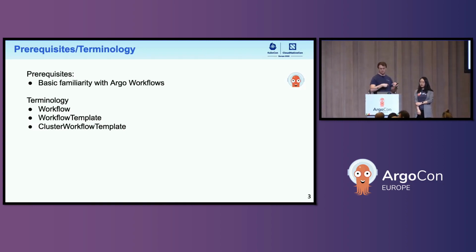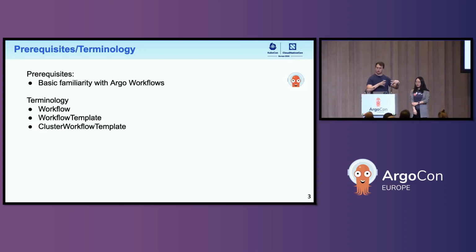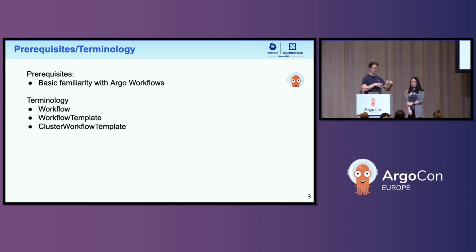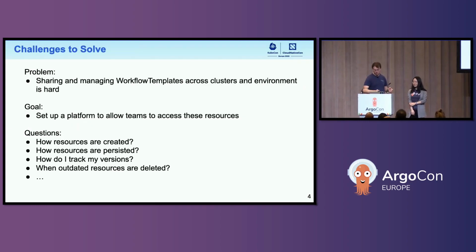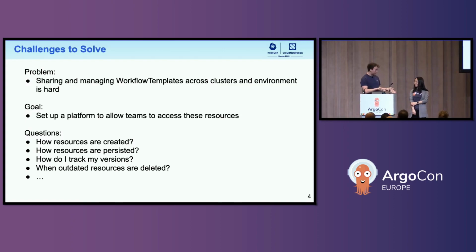The second is a workflow template, which is a way to factor out sections of a workflow and then reuse them across multiple workflows. And that's scoped to a given namespace. And then a cluster workflow template is the same thing, but scoped to a cluster. Very obvious naming, which is good, keeping with Dutch stereotypes, I guess. And so we're setting out to solve the following challenges.